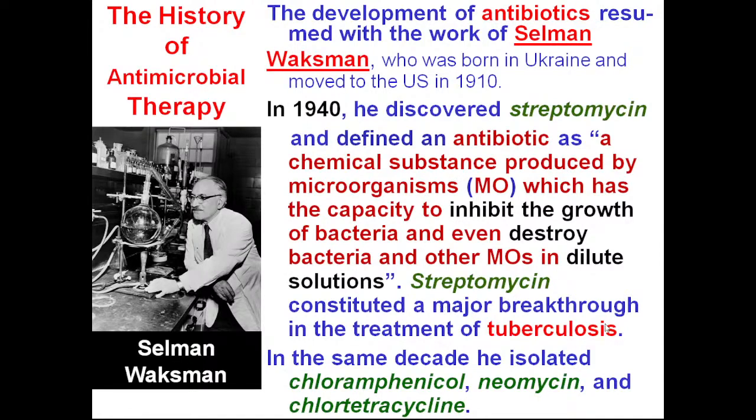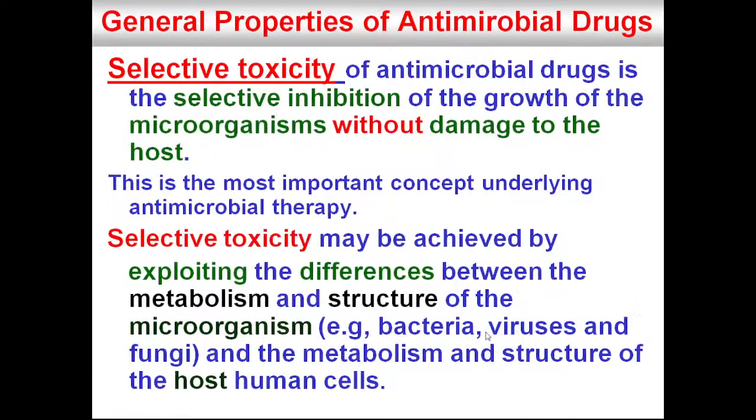Streptomycin constituted a major breakthrough in the treatment of tuberculosis. He also isolated chloramphenicol, neomycin, and chlortetracycline, and so he developed a large group of drugs. Now we take a look at the basic property of the drug, and then we pay attention to some ways we can categorize the antimicrobial drugs.